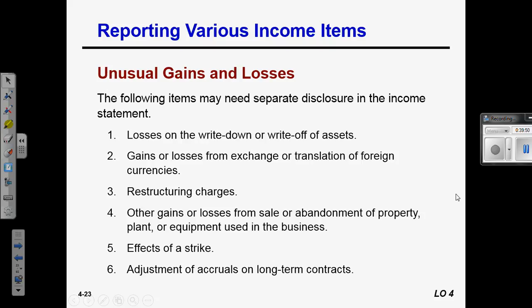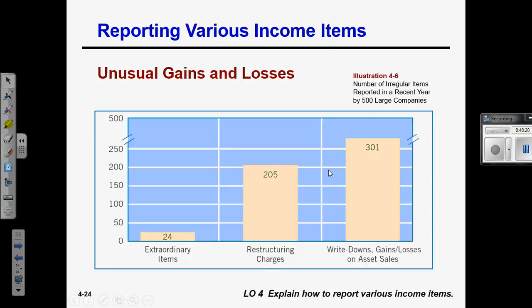Okay. So, all right. Other gains or losses in the sale or abandonment of property, plant, equipment, effects of a strike. You would think a strike would be an extraordinary item. No, it's not. You made it happen by not giving them what they want. By not having good employee relations, right? It's man-made, it's controlled. I like to think usually of extraordinary items as being things beyond your control, and usually they are, okay? So effects of a strike even. Adjustments to accruals or long-term contracts, well, so you're changing an estimate, right? So that's either unusual or infrequent, maybe.